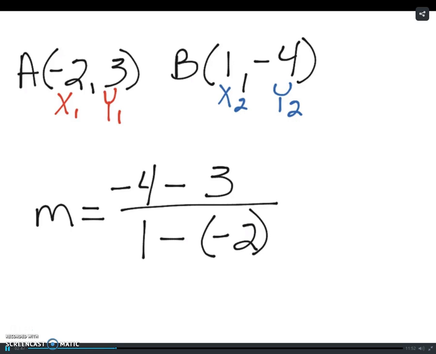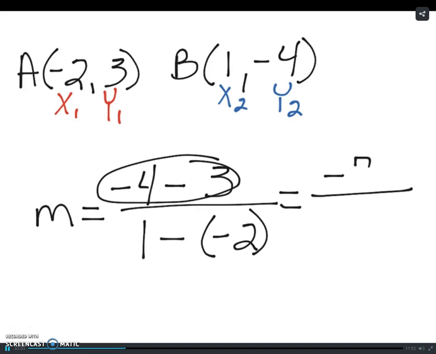At this point, if you have one of the yellow calculators in class, you can use your fraction feature and type this in, and it will give you the fraction reduced and everything for you. If you don't have one of those with you, you have to solve the top and the bottom separately. So -4 minus 3 gives us -7. And then we notice I have 1 minus -2, so that's going to be a plus. And so 1 plus 2 is 3. And this is going to be your slope.